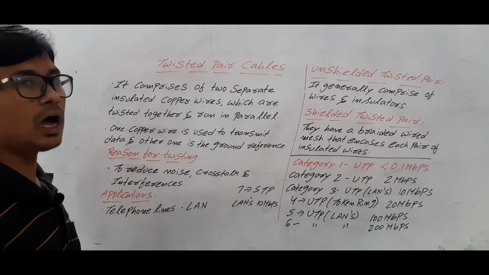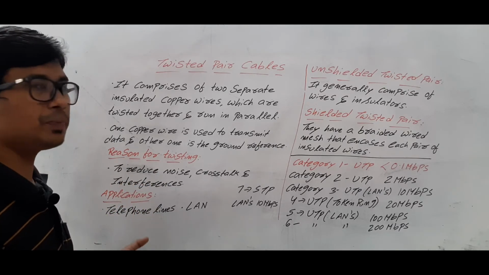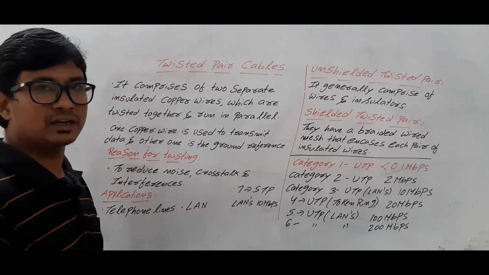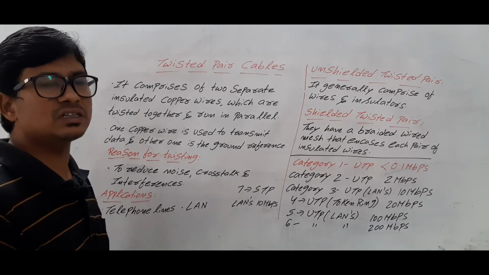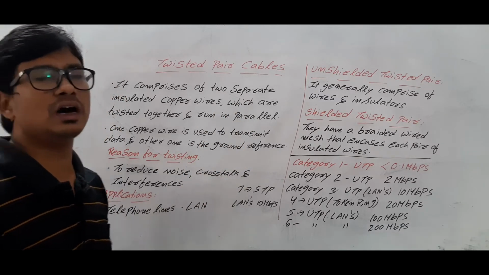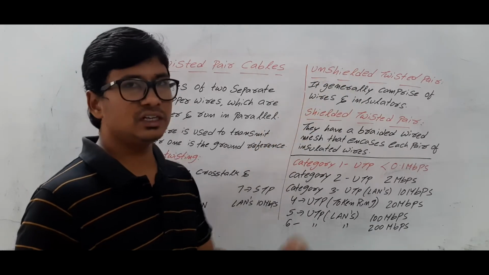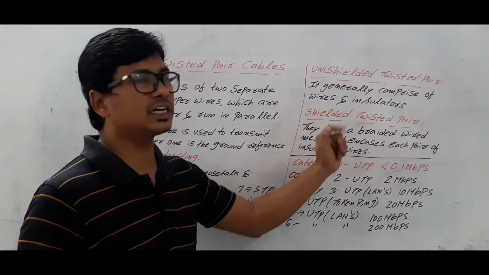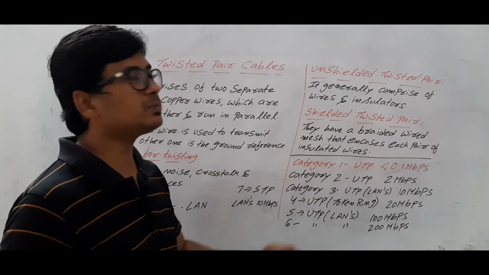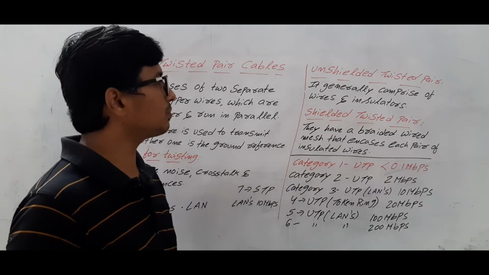And what are the applications of twisted pair cables? We can use twisted pair cables in telephone lines and also in LAN technologies. We will discuss twisted pair cables in detail. Twisted pair cables are classified into two types: one is unshielded twisted pair cable and the second one is shielded twisted pair cable. Let me discuss the difference between unshielded and shielded twisted pair cables.